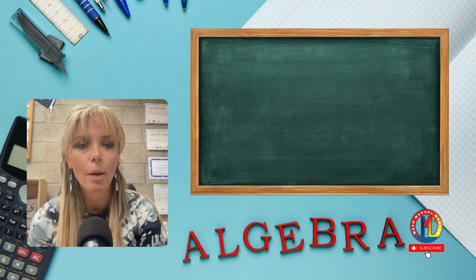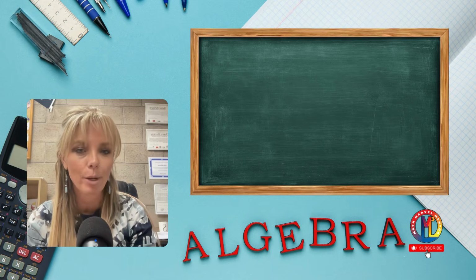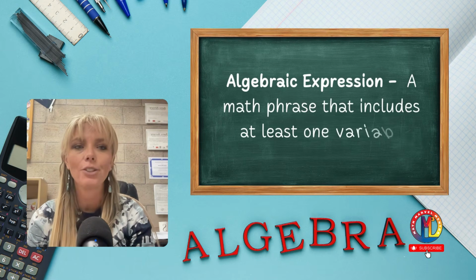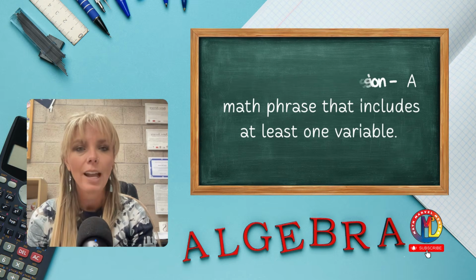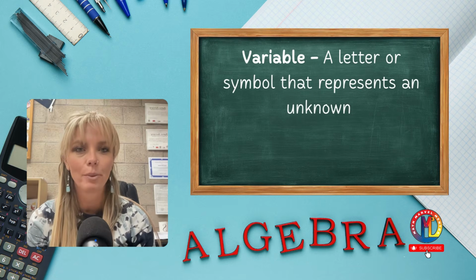We have 5 vocabulary terms for today, and we're going to start off with our main topic, algebraic expression. What is it? An algebraic expression is a math phrase that includes at least one variable, and that is the perfect segue to our next vocabulary word, which is variable.